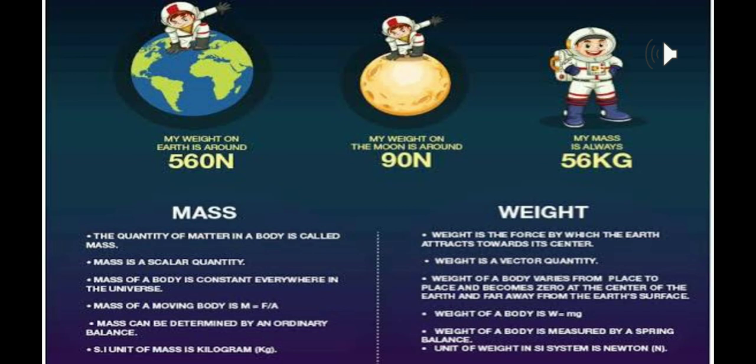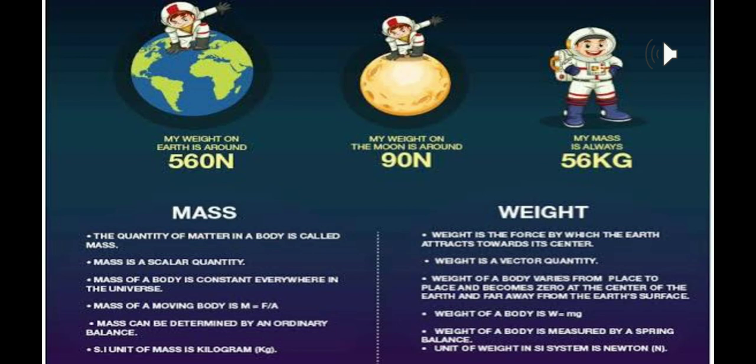Mass of a body is constant everywhere in the universe. Whereas weight will differ because acceleration due to gravity will differ. If acceleration due to gravity is 0, weight is 0, whereas mass cannot be 0. Okay. Mass of a moving body is m is equal to F by A, whereas weight of a body is W is equal to mg. Now, mass can be determined by any ordinary balance, whereas weight can be measured by spring balance. SI unit of mass is kilogram, whereas unit of weight in a system is Newton.